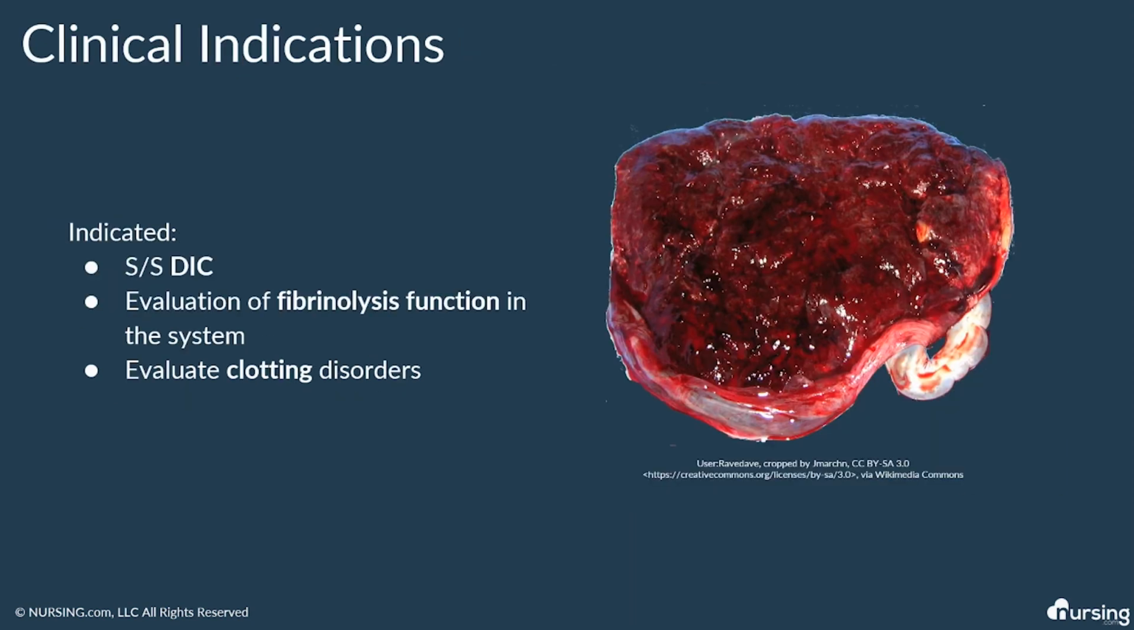Clinical indications are for signs and symptoms of DIC. What is DIC? Remember all that crazy overproduction, or overformation rather, of clots? And then there's no more fibrin, right? That is DIC. It also helps to evaluate the function of fibrinolysis in the system. Is it working correctly? And to evaluate if there's a clotting disorder.